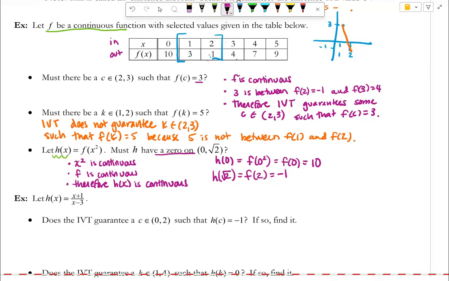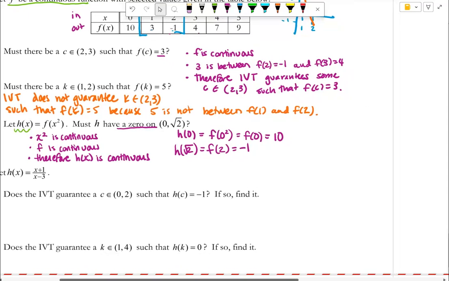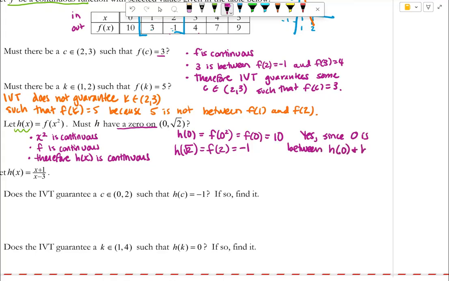So, must h have a 0? Well, yes, 0 is between -1 and 10. So we could say, yes, since 0 is between h of 0 and h of the square root of 2, we already wrote out what those are, the intermediate value theorem guarantees c on the interval from 0 to the square root of 2 such that h of c equals 0.